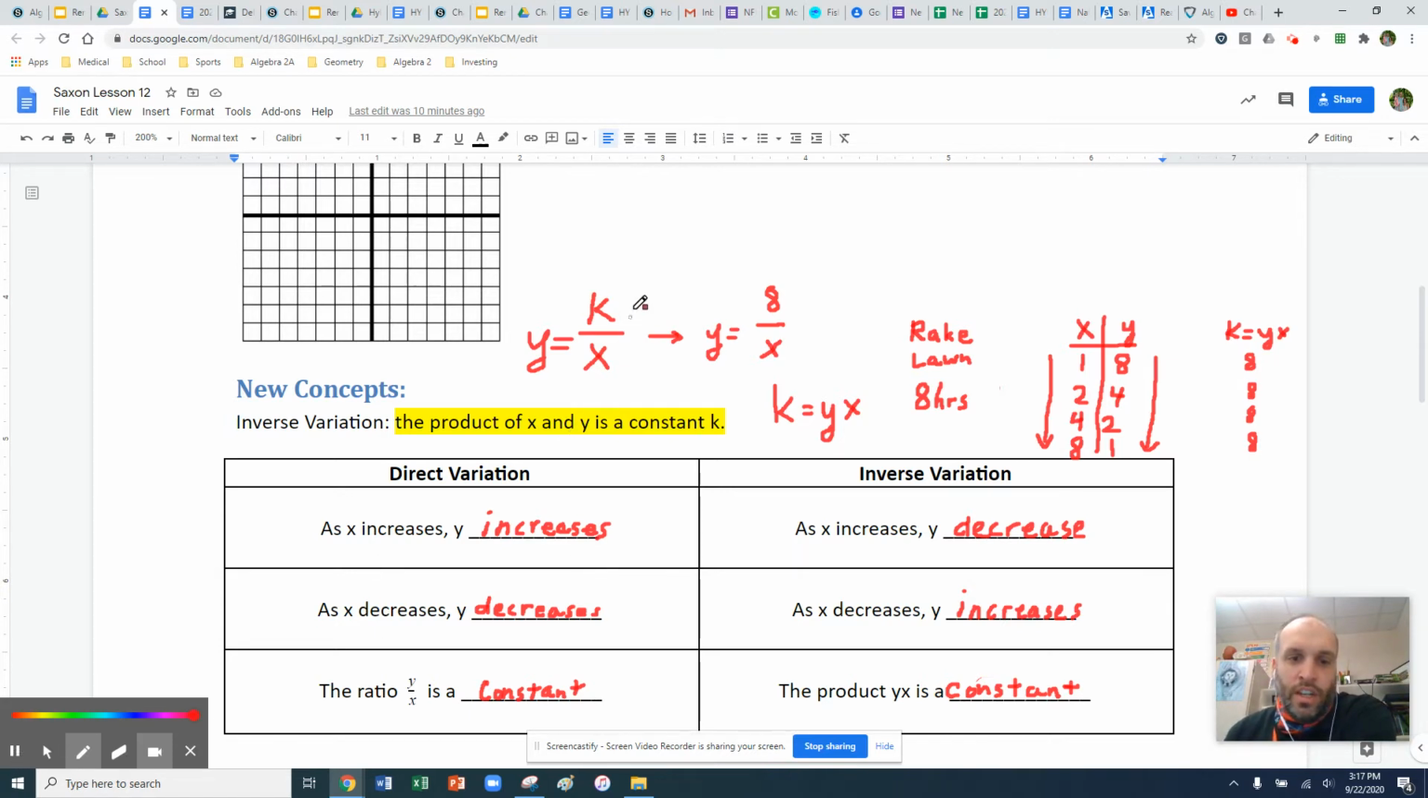So when looking for an inverse variation, we're going to see our constant is always going to be divided by your input. So a helpful thing to put in your notes would be the direct variation form compared to the inverse variation form.